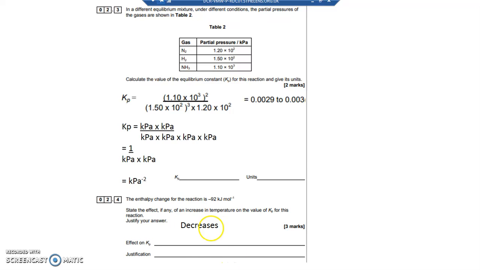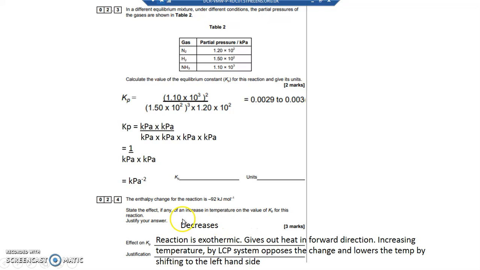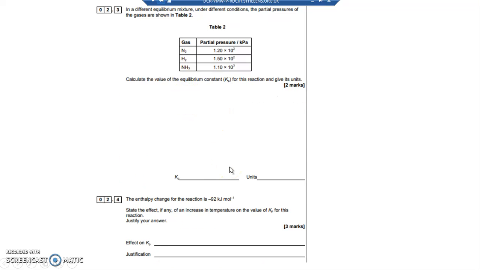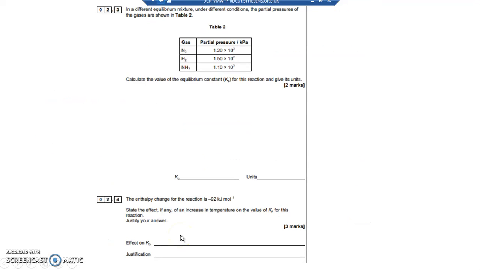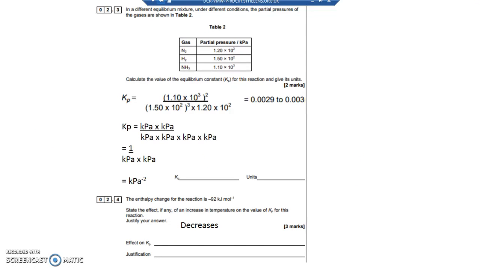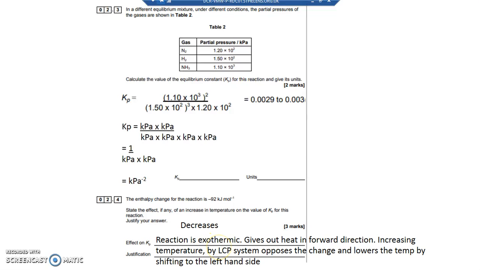So it's going to decrease. If it goes to the left hand side, then these values on the top, the ammonia decreases because you're making less and less ammonia. You're making more and more nitrogen and hydrogen if it's shifting to the left hand side to try and lower the temperature. So you're making more nitrogen and hydrogen and less ammonia. So the numbers on the bottom are going up and the number on the top is going down. So the Kp decreases.